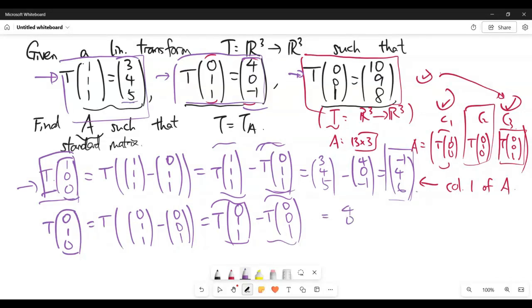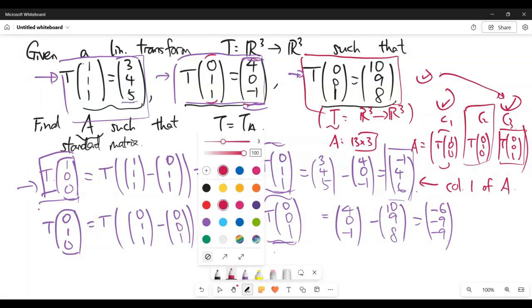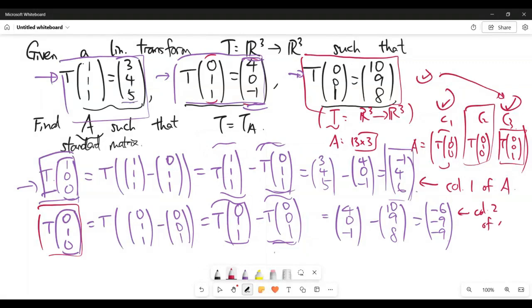So I can do the calculation now. I just replace the second vector, the last one, which is given in the last spot, which is this vector. So now one vector minus the other vector, you'll get this as your final answer, right? And this vector means what? This is the vector for this one, which is the column 2 of matrix A.